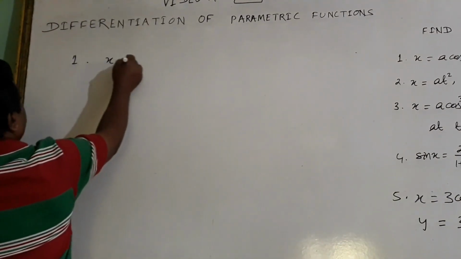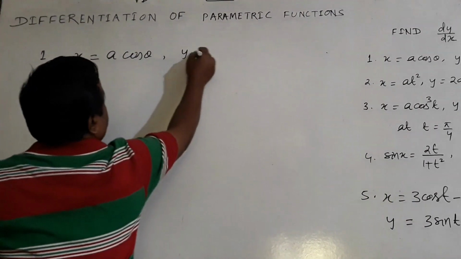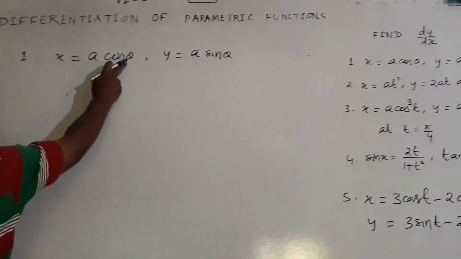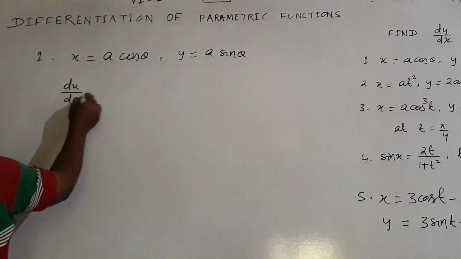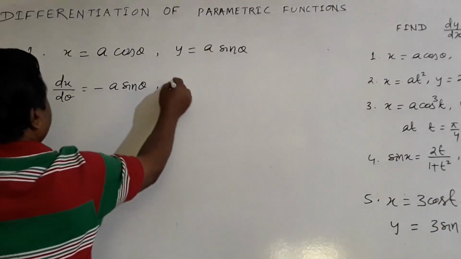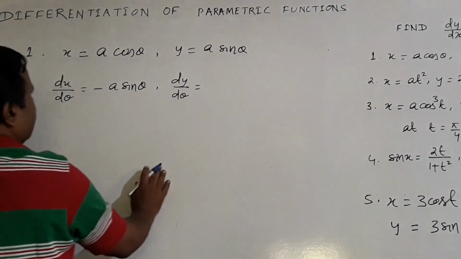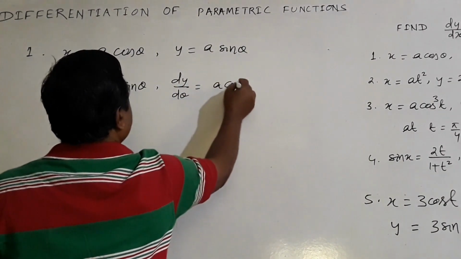X is what? X is equal to a cos theta. Y is what? A sin theta. First x has variable theta, so you have to find dx by d theta. If we differentiate with respect to theta, it is minus a sin theta, and for y, it becomes a cos theta.